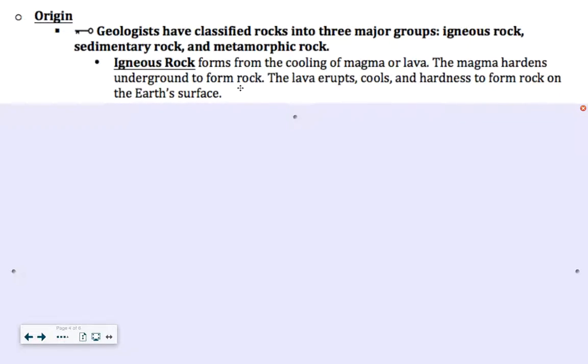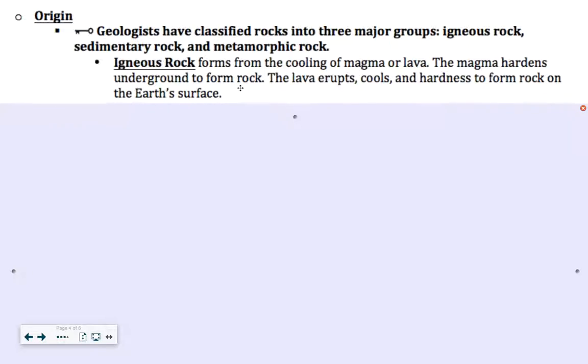But igneous rock forms from the cooling of magma or lava. Now get this, boys and girls. When lava or magma is under the ground, it's called magma. But once it reaches the surface, it's called lava. They're the exact same thing. So it's that hot, fiery liquid that comes from volcanoes. If it's in ground, it's called magma. If it is above ground, it is called lava. Okay, so let's make sure we understand the distinction there.